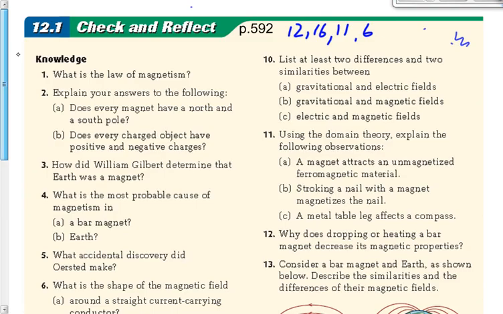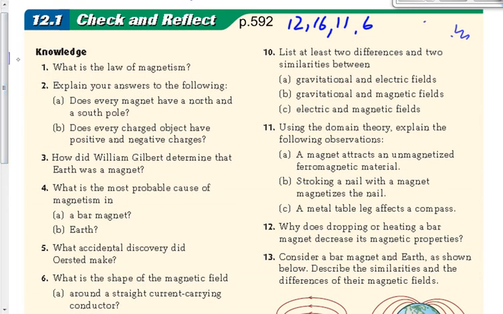I guess that was number 12. We skipped number 11. Let's go back to number 11. It says, using the domain theory, explain the following observations. A magnet attracts an unmagnetized ferromagnetic material. Who can explain question A there in terms of the domain theory? Why does a magnet attract an unmagnetized ferromagnetic material? And we talked about that as the third law of magnetism, right? We said that magnets attract non-magnetized ferromagnetic materials because of this.